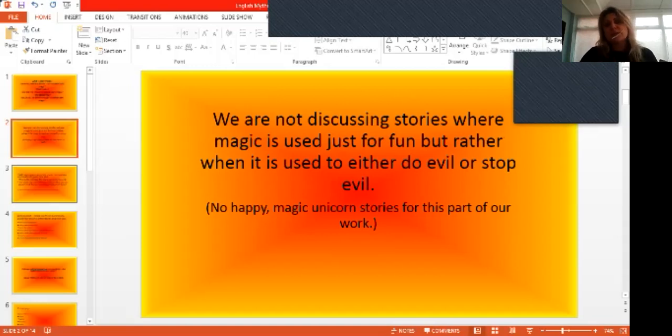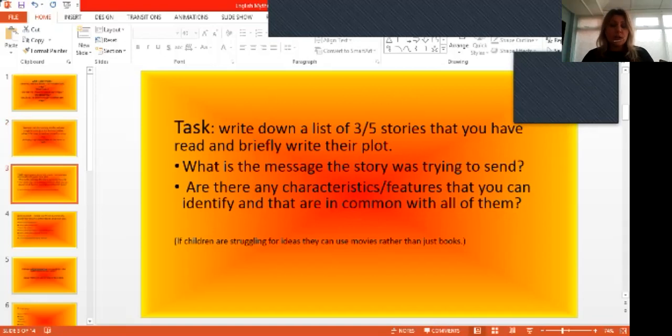So your first task today is to jot down a little list with between 3 and 5 stories that you have read, and quickly write the plot of these stories, and potentially the message that these stories were trying to send. We are talking again about stories that included dark magic, or at least evil magic. Are there any particular features that you could identify in common between them?